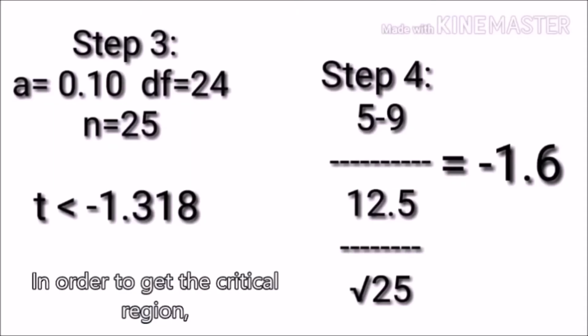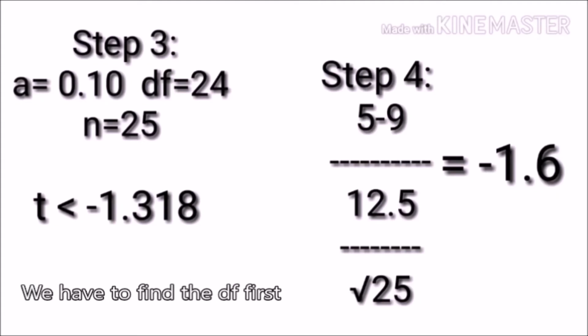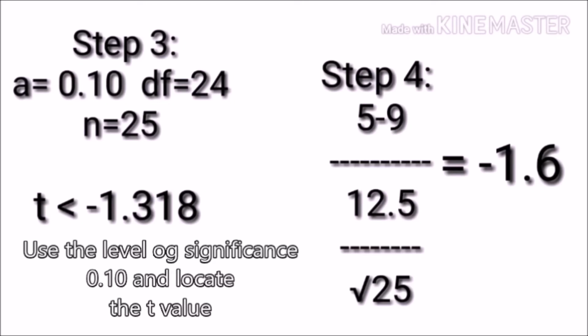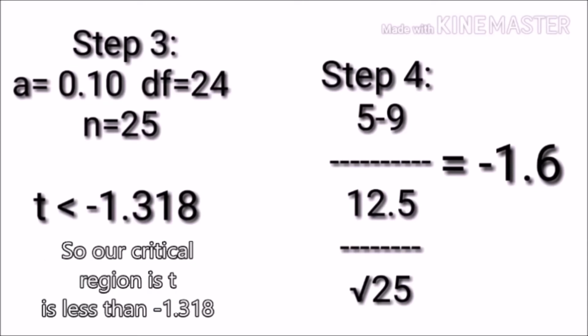In order to get the critical region, we have to find the DF first. We subtract 1 from n, so 25 minus 1 is equal to 24. Use the level of significance 0.10 and locate the t value. So, our critical region is t less than negative 1.318.